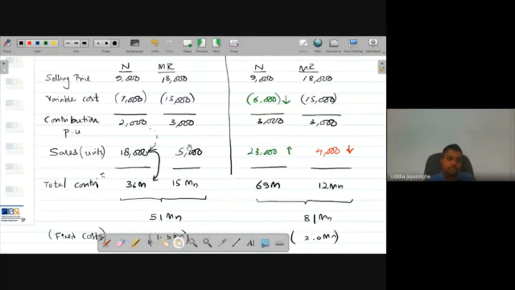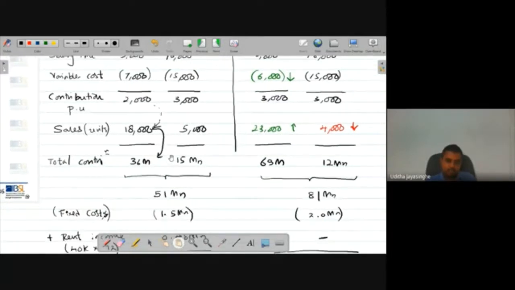That, multiplied by the sales, is going to be your total contribution. The numbers 18,000 and 5,000 are also taken from the question. So the total contribution for the old proposal is going to be 36 million coming from the normal dough and 15 million coming from the moisture resistance dough. When I add these two together, 15 million and 36 million, I get a total contribution, be careful of the wording, contribution, not the profit, of 51 million.